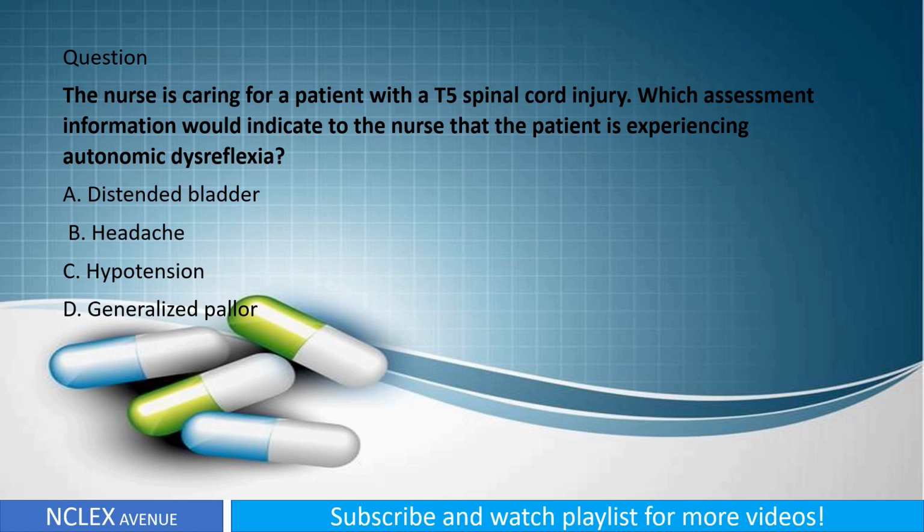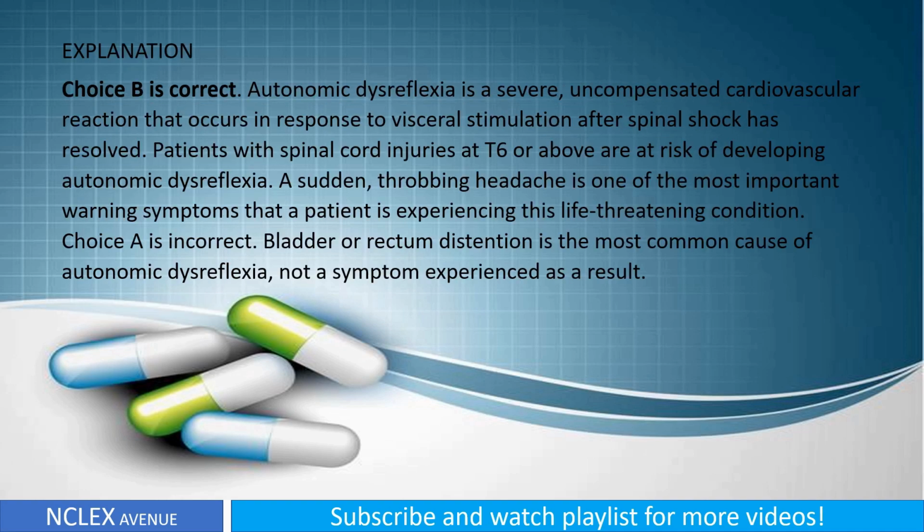Question. The nurse is caring for a patient with a T5 spinal cord injury. Which assessment information would indicate to the nurse that the patient is experiencing autonomic dysreflexia? A. Distended bladder. B. Headache. C. Hypertension. D. Generalized pallor. Explanation. Choice B is correct.